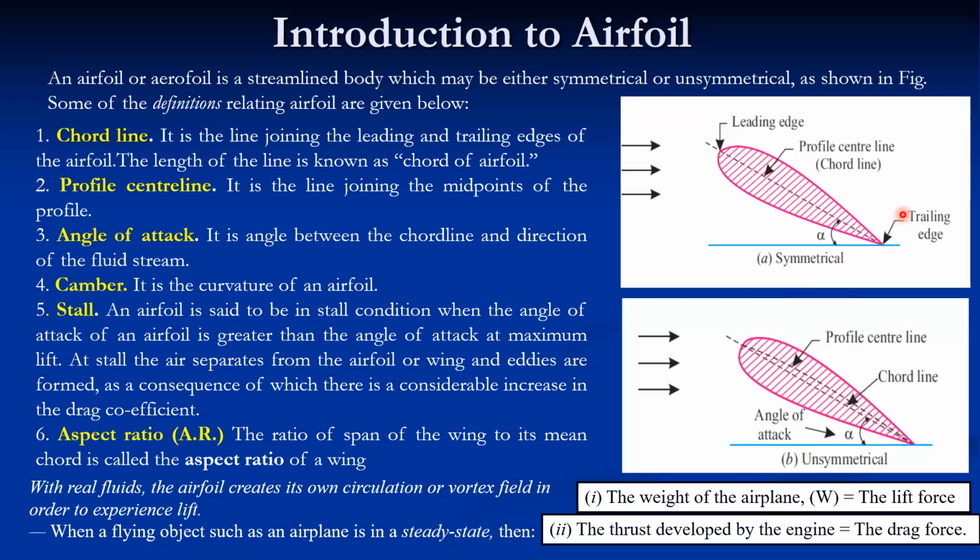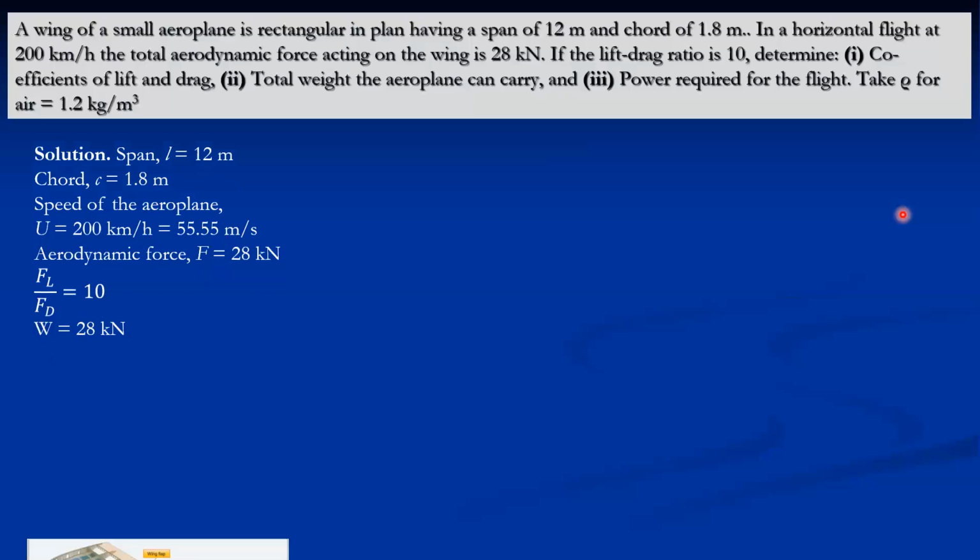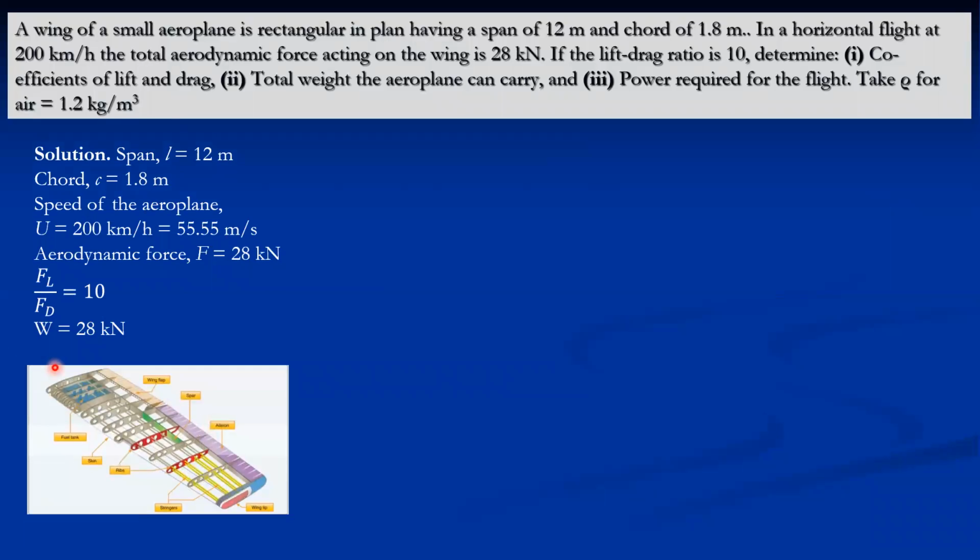As the scope of the syllabus is only the introductory part of the aerofoil section, its analysis and simple numerical problems based on drag and lift, let us take one numerical for better understanding. A wing of a small aeroplane is rectangular in plan, having a span of 12 meters. So this position we can call the span, the span of 12 meters.